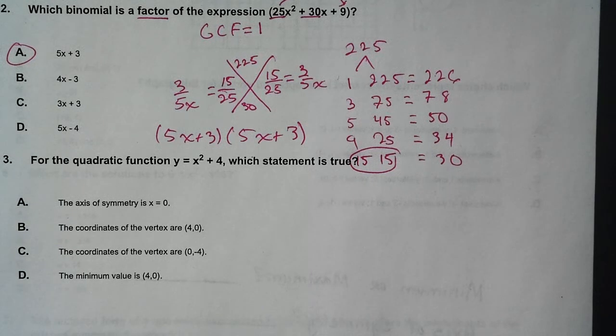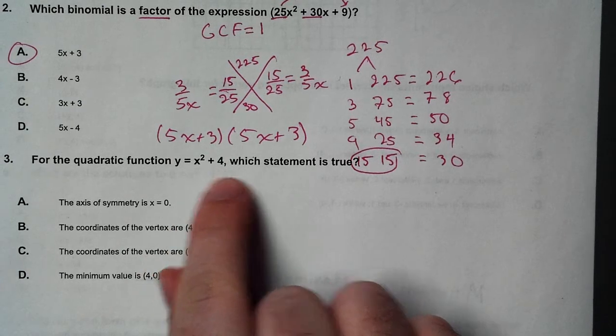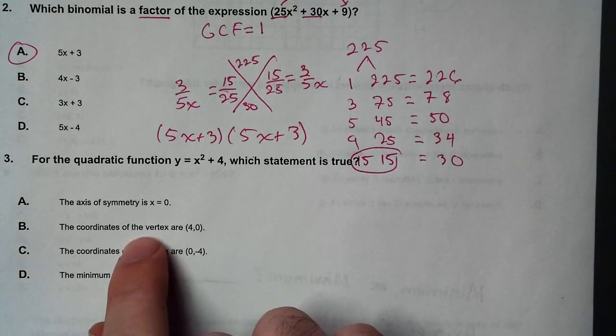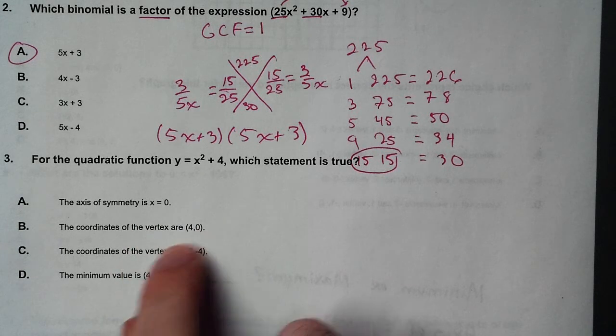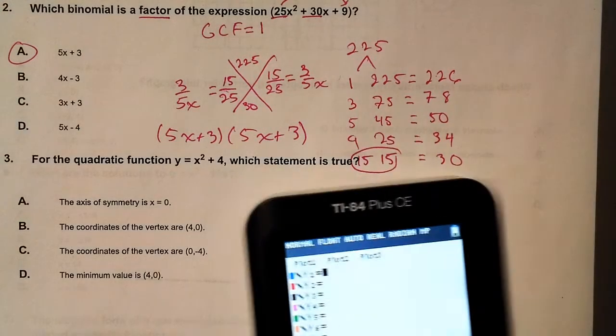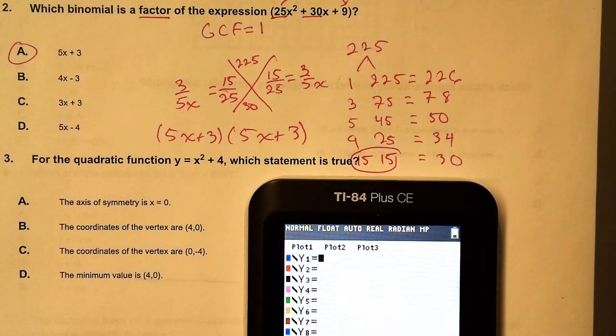All right, so on number 3, it says for this quadratic function, y equals x squared plus 4, which statement is true? The axis of symmetry is 0, the coordinates of the vertex are 4, 0, the coordinates of the vertex are 0, 4, or the minimum value is 4, 0. So it gave us the equation. We can go ahead and graph it, and that should give us our information, right?